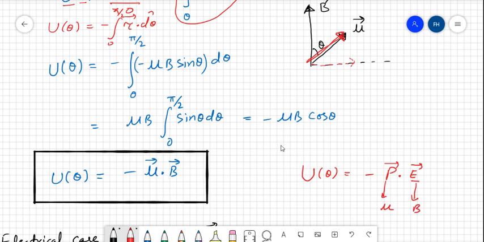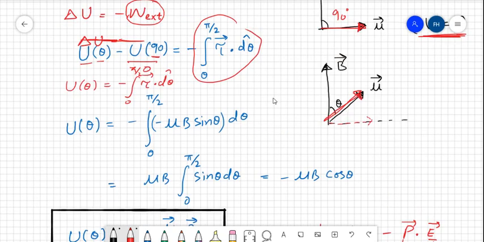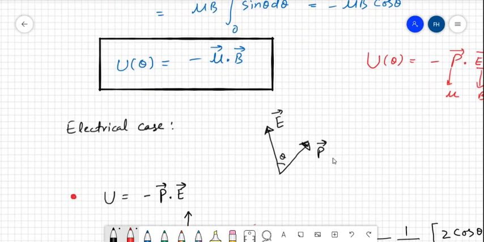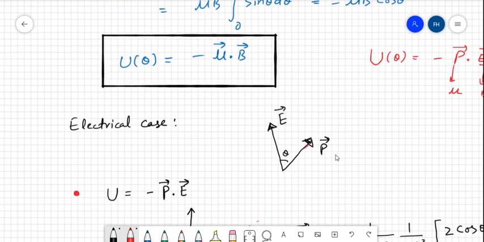So this was the single interaction, that is how the single dipole moment interacts with the external magnetic field. Okay, we also discussed the electrical case. If we have a dipole moment p here and an electric field like this, then the interaction energy is given by minus p dot E.